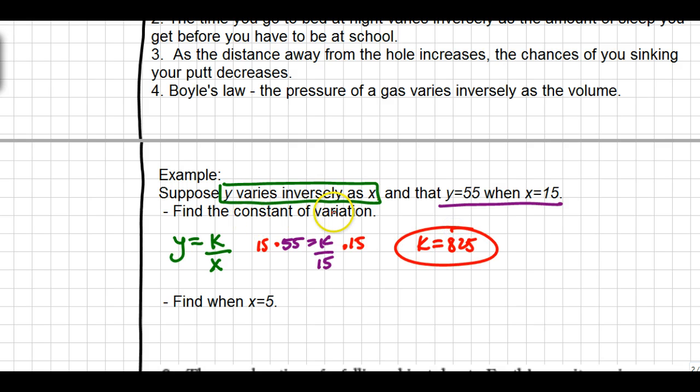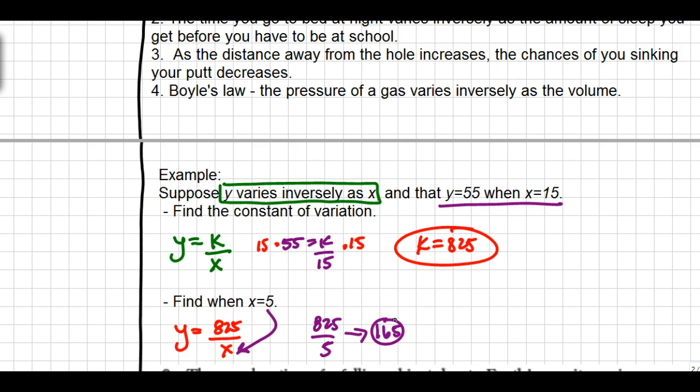That is the constant of variation, also called the constant of proportionality, also called the k value. So now you're going to rewrite your equation with the k substituted in of 825 over x. And now we're going to utilize that equation and plug in the number that they ask us to. So we're going to plug in 5 for x. Notice that we're not going to use the 55 and the 15. It's almost like those numbers have expired, and so those are no longer of use to us. So we're going to do 825 divided by 5, and that'll give us the y value that we're looking for of 165.